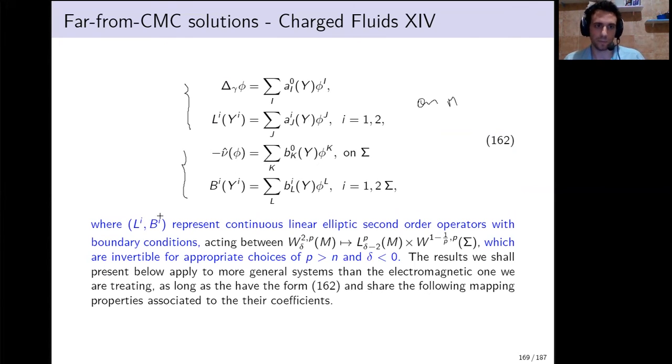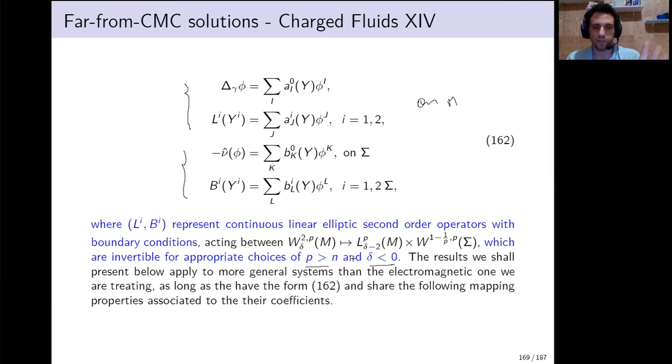And for the other equations, in our case both the electric constraint and the momentum constraint, this operator represents continuous linear elliptic second order operators with boundary conditions which act between these spaces, which are invertible for these choices of our parameters. In particular, imposing a lower bound here, we know that all our operators are invertible. Good.